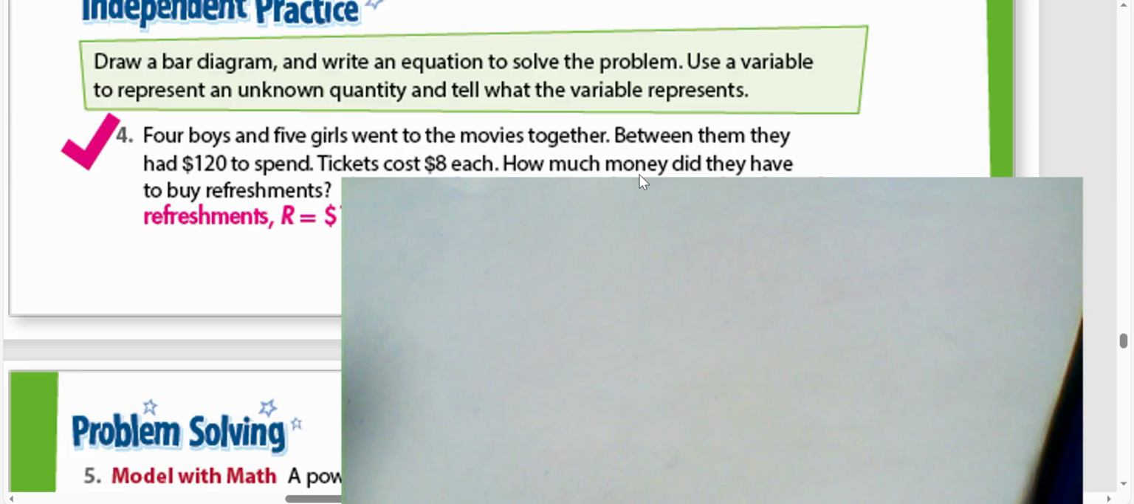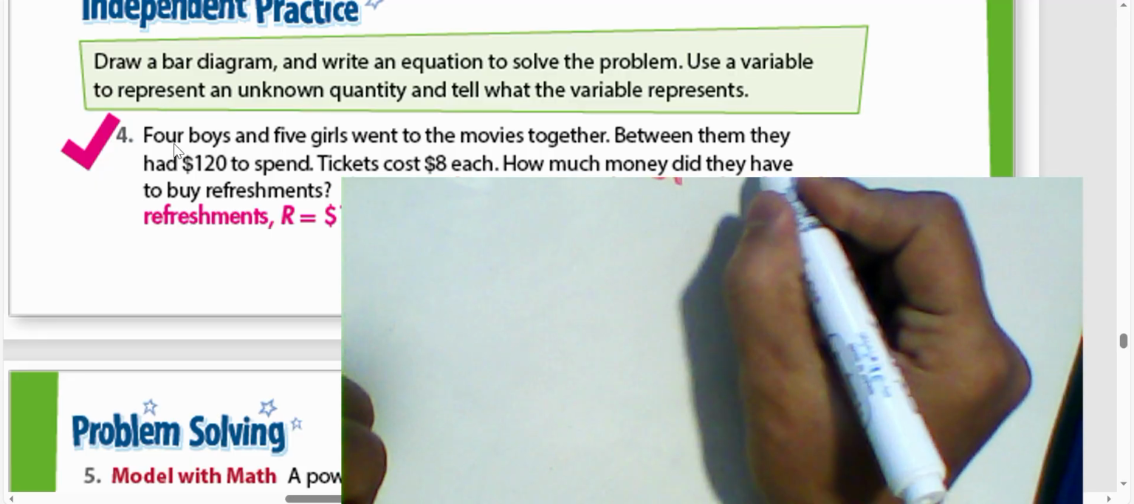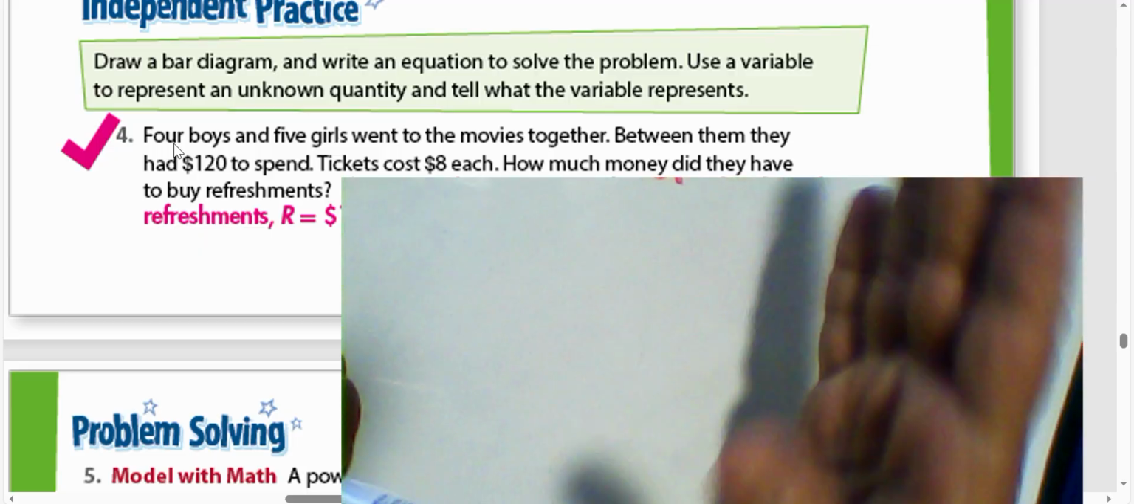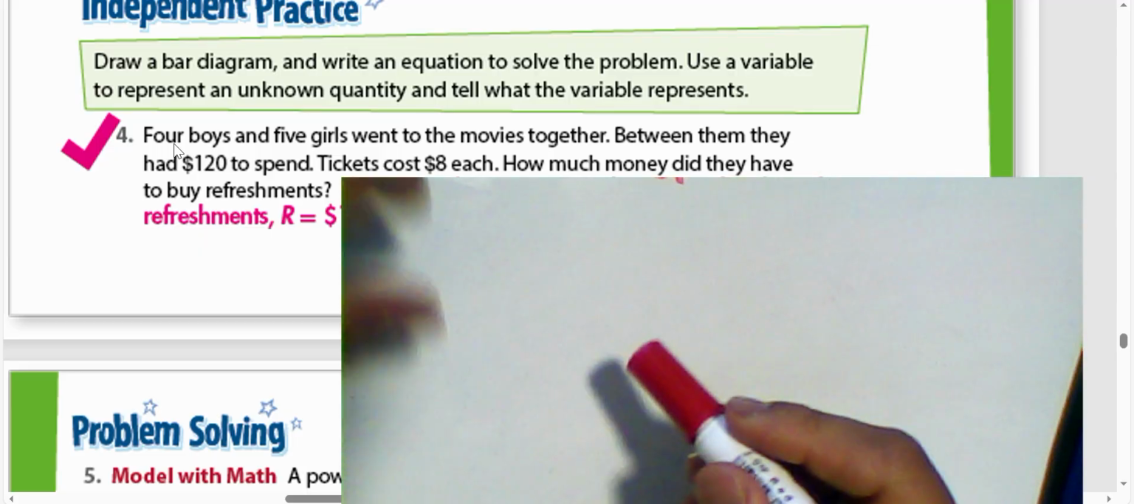How much money did they have to pay for refreshments? Okay, we can write the answer here about the number of students. We have 4 boys and 5 girls. We need to move between them.